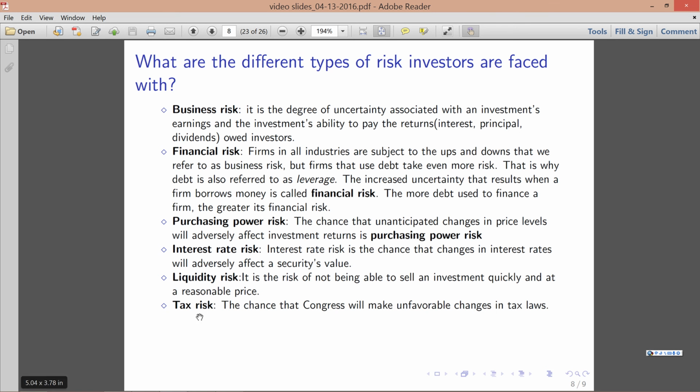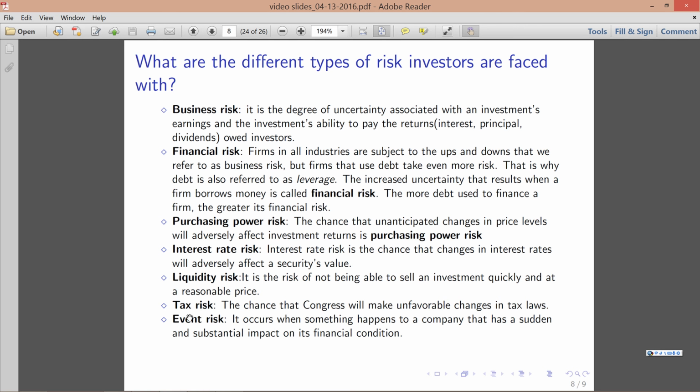The tax risk is the chance that Congress will make an unfavorable change in the tax laws. So whenever the tax changes, that's going to affect our after-tax profits, right? So if the tax increases, then the money we get to retain goes down, and if it goes down, the money we can retain will go up. Okay, so that's another level of uncertainty.